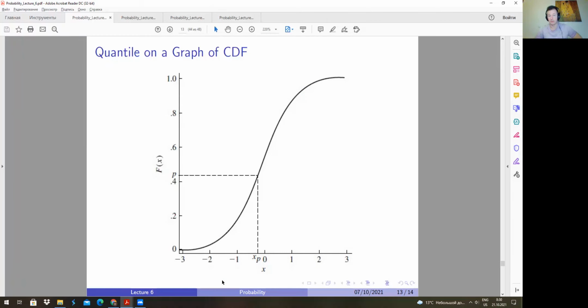The graphical representation of a quantile is the following. I specify a probability on my vertical axis, and then I look for the associated value of x on the x-axis. So it's not that I take x and calculate y; I do the reverse thing. I specify a probability, and from this probability I move to the horizontal axis to find which x yields exactly this probability.